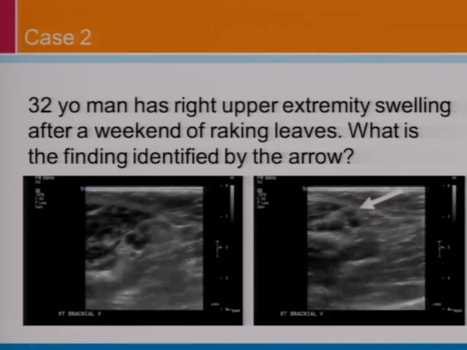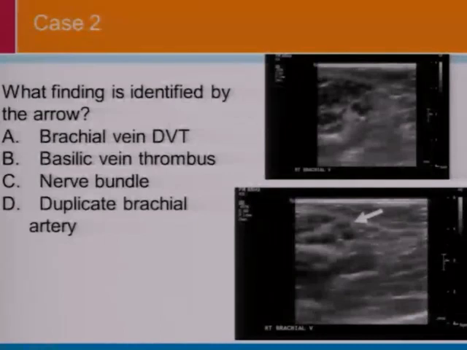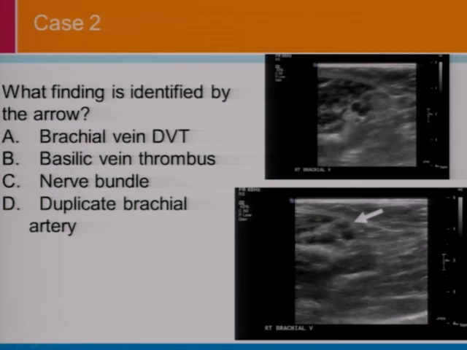Okay, so next case, a 32-year-old gentleman with right upper extremity swelling after a weekend of raking leaves. And the question is, what is identified by the arrow? So does everybody see that picture? And we'll go next and start the audience response. So is the arrow showing us a brachial vein DVT, a basilic vein thrombus, which would be a superficial thrombus, a nerve bundle, or duplicate brachial artery?